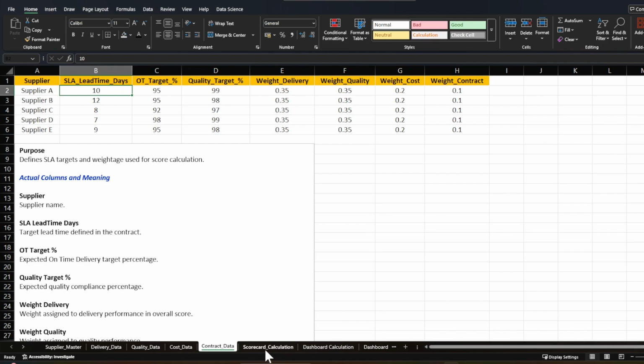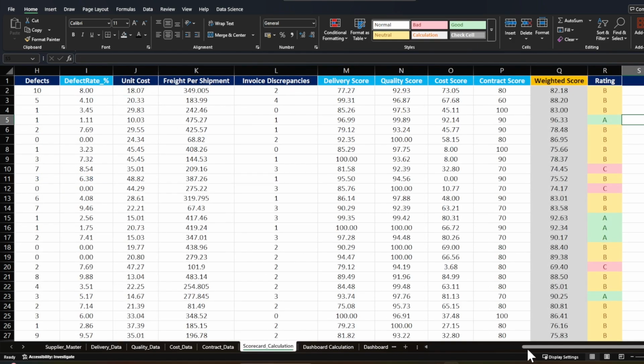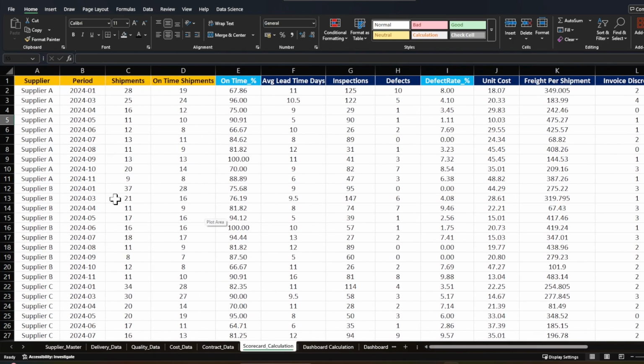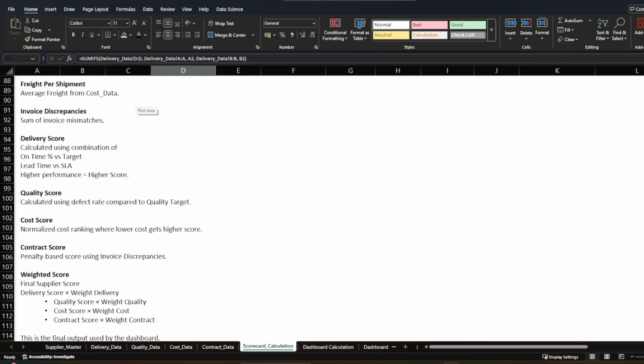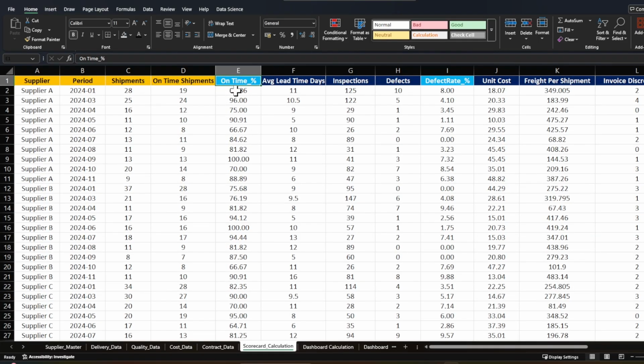For that we need to move on to the scorecard calculation sheet. This is the key sheet where we are doing all of our calculations. This sheet starts with the supplier column and the period column, and then we add how many shipments and how many on-time shipments. These two data points are coming from the delivery data sheet only. Just for your information on what the formula is and what each column means, I have added all the details in this sheet. You can refer to it. Moving ahead, first we are going to calculate the on-time percentage, which is very easy: you just need to divide your on-time deliveries by the number of shipments.